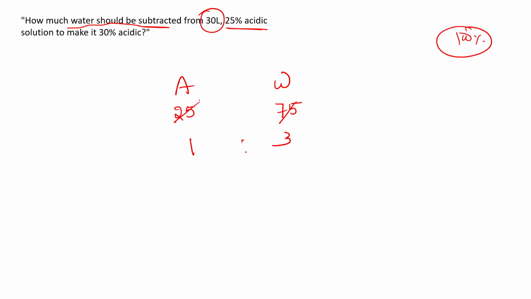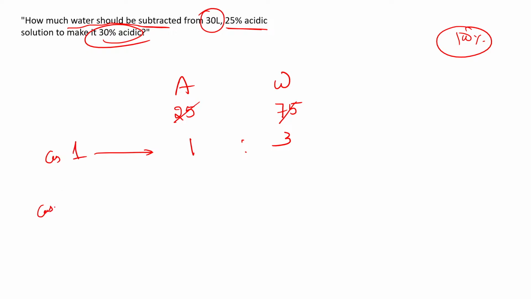You no need to worry about 25 and 75. That's what I am saying. You no need to deal with the original numbers. You can simply deal with ratios. So here the ratio of acid to water is 1:3. That is clear up to there. Now what we are doing, we want to make it 30% acidic. This is actually case 1.